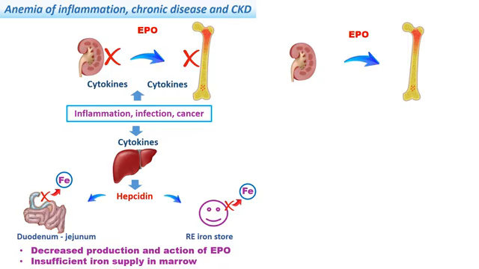Now come to the right side of the picture. Here we see the erythropoietin is secreted from the kidney and acting over the marrow. What happened in chronic kidney disease? This erythropoietin is produced less in quantity, so there is decreased production of erythropoietin causing decreased RBC production in chronic kidney disease.